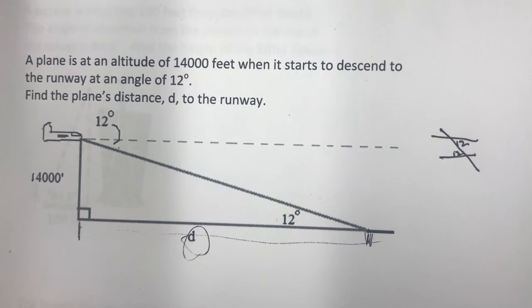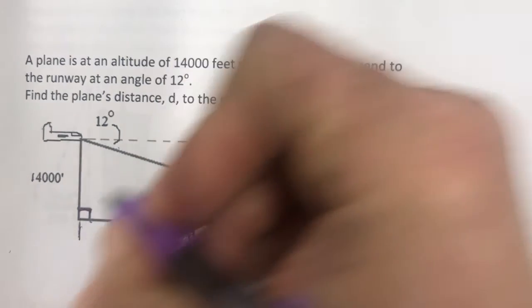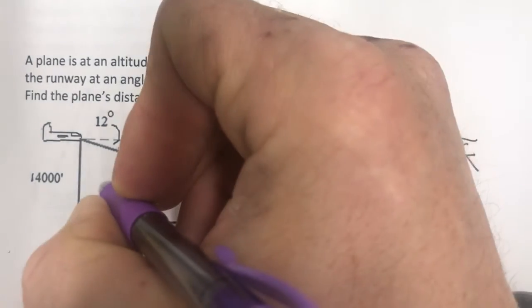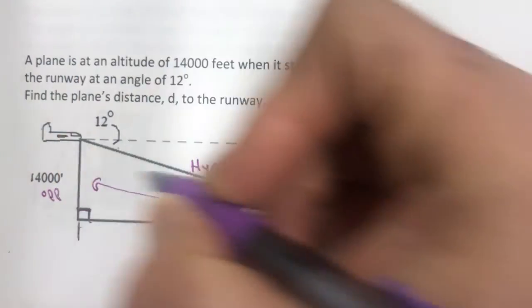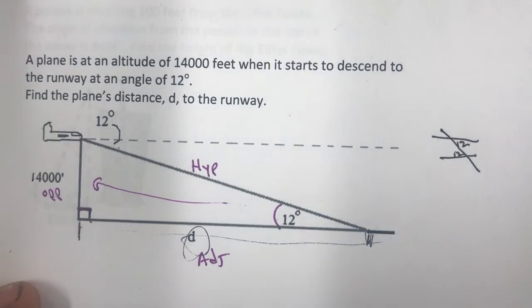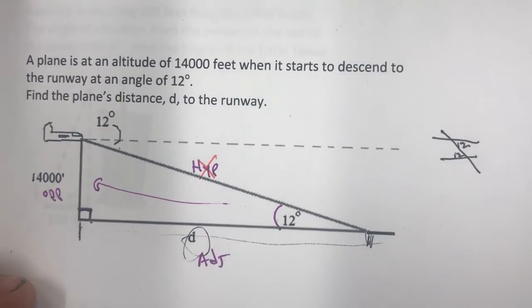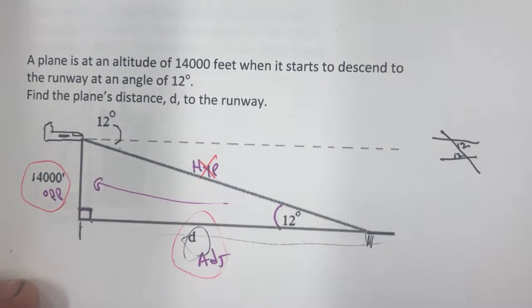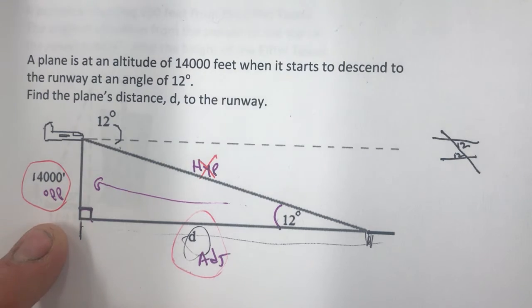Okay. Now label the sides of the triangle. So since that's 12, here's my right angle, here's my hypotenuse, and then this angle 12 means over here is my opposite, and then this will be my adjacent. So there's my sides labeled. Which one do we not care about in this problem? The hypotenuse. There's nothing there. We don't care about him. There's a 14,000 there, and there's a D there. So those are the two we care about, which is tangent.